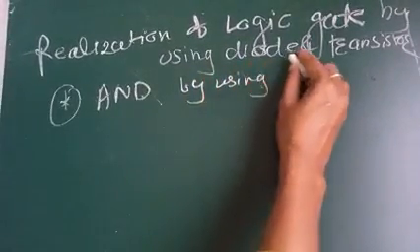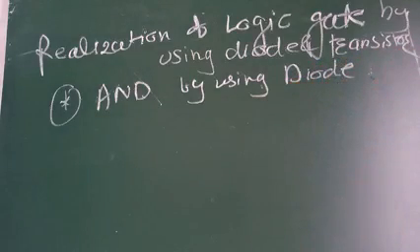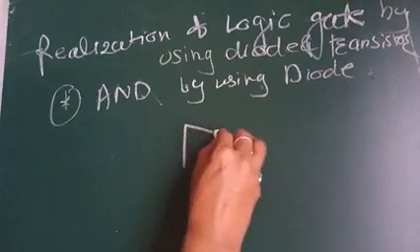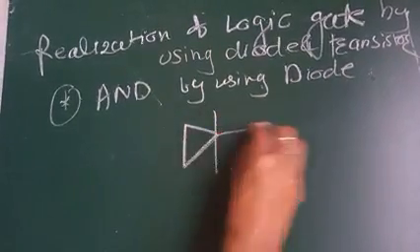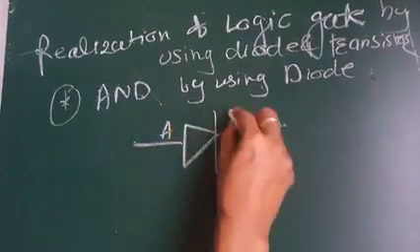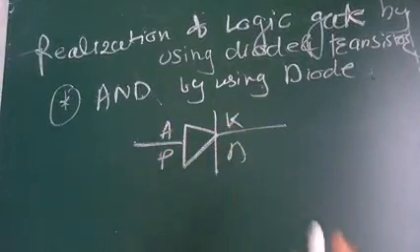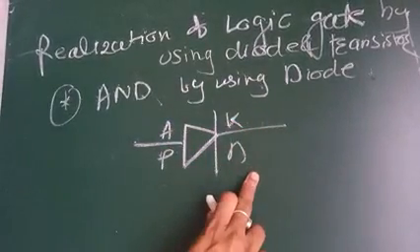Before starting the explanation, you must know the working principle of a diode. How does it work? You know that a diode can be represented by this symbol. This is the symbol of a PN junction diode. This is the anode of the diode and this is the cathode of the diode. That I am going to explain like this: P and N. This is P type material, this is N type material.